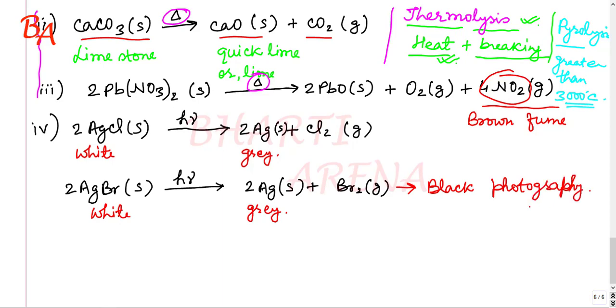But nowadays it is not used because our photography technique has been digitized. So it was once used when negative photo negatives were used. Then in black and white photography, this reaction was actually taking place on that negative.